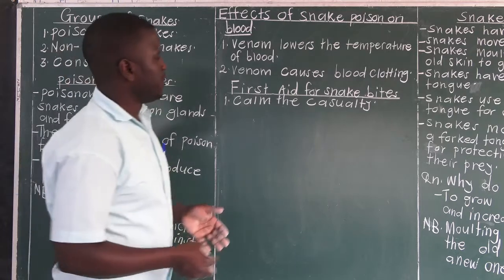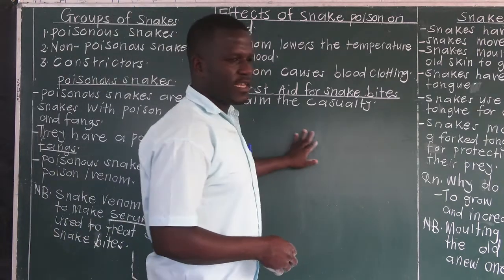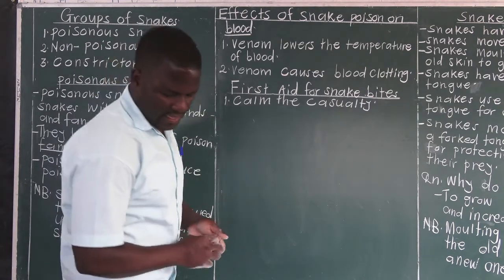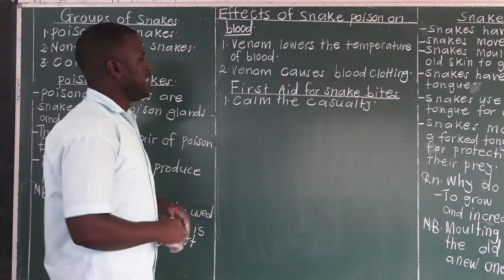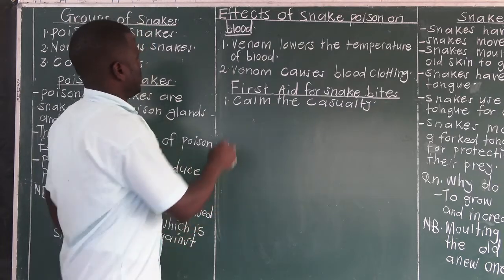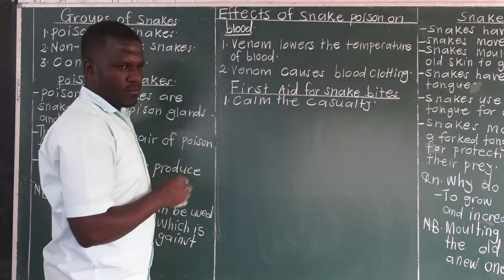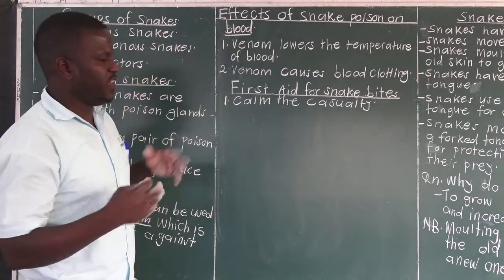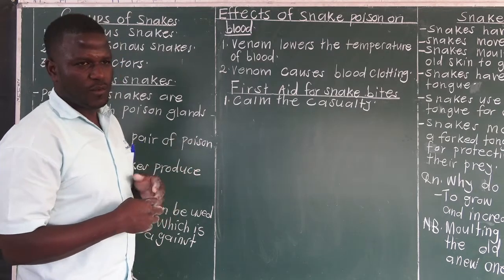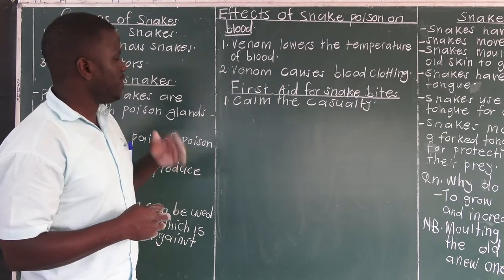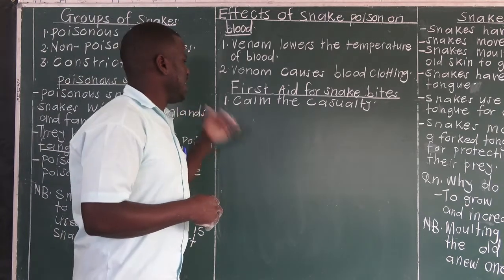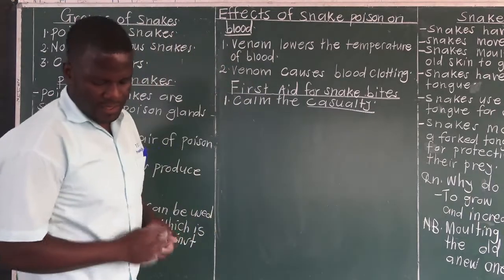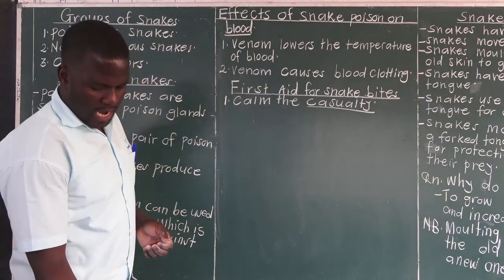You need to tell the victim that as much as you've been bitten by a snake, you are not going to die. You are still going to live. We are going to give you first aid, because some people can die because of fear. Just because a snake has bitten you, because of too much fear, you can end up losing your life. As a first aider, you need to calm the casualty. The casualty is the injured person who is being given first aid. So, as we give them first aid, we calm them down.